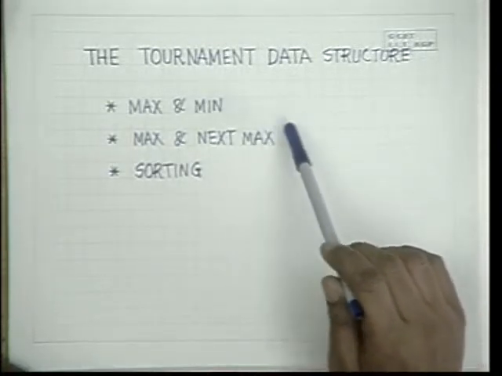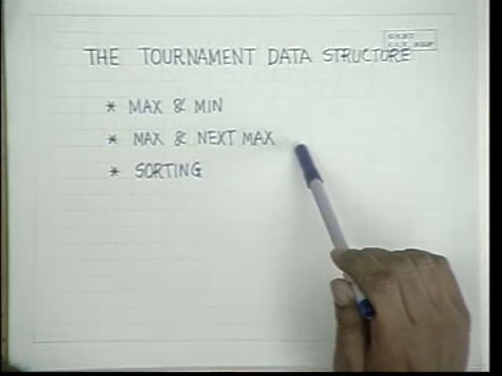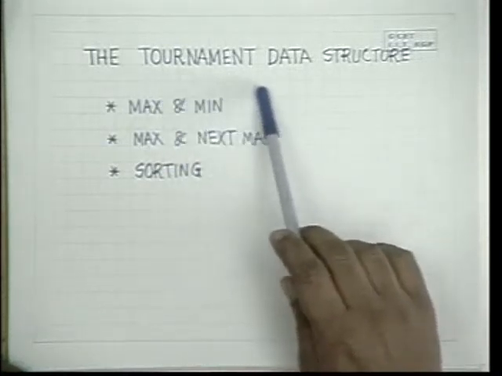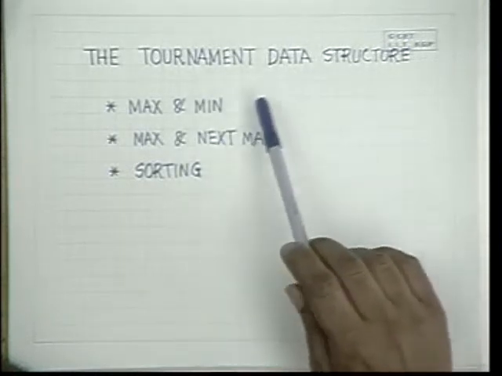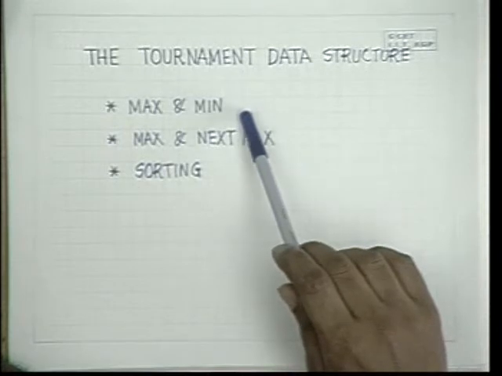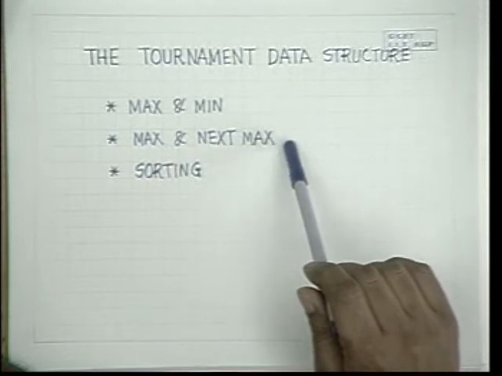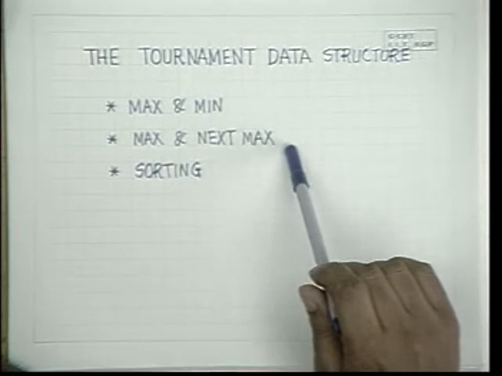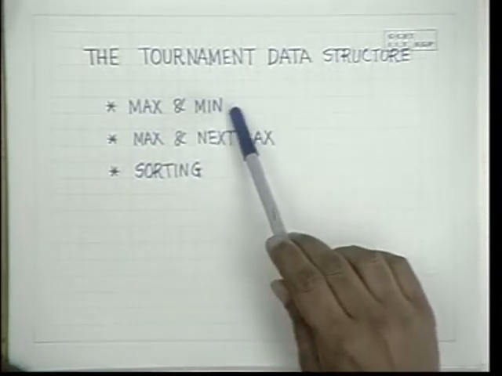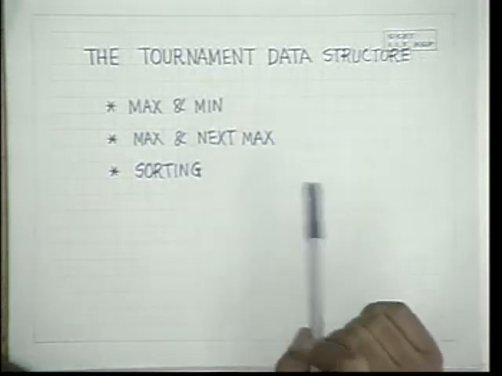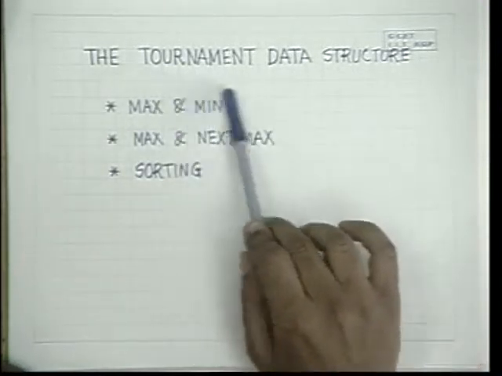And we saw that to solve these two problems we imagined a structure of a comparison tree which we called a tournament structure. The tournament structure was only implicitly used to solve the max and min problem, but it was explicitly used to solve the maximum and second maximum problem. And we shall also see how it can be used to solve the sorting problem much more efficiently than the traditional techniques. So that's what we'll discuss today in more detail, the tournament structure.